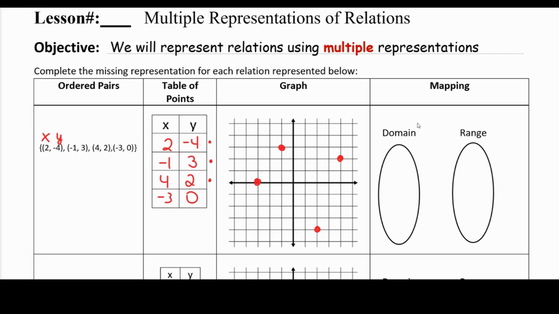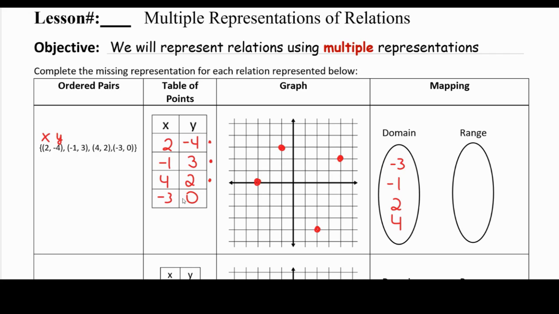All right, now I'm going to do the mapping. In order to do a good mapping, you need to put the numbers in order. So the domain is the x values, so right here I'm going to put the x values, and the range is the y values. I need to put the numbers in order from least to greatest. So my smallest number is negative 3, so I write negative 3. Then my second smallest will be negative 1. And then my next smallest number would be 2. And then we have the last number, which is 4.